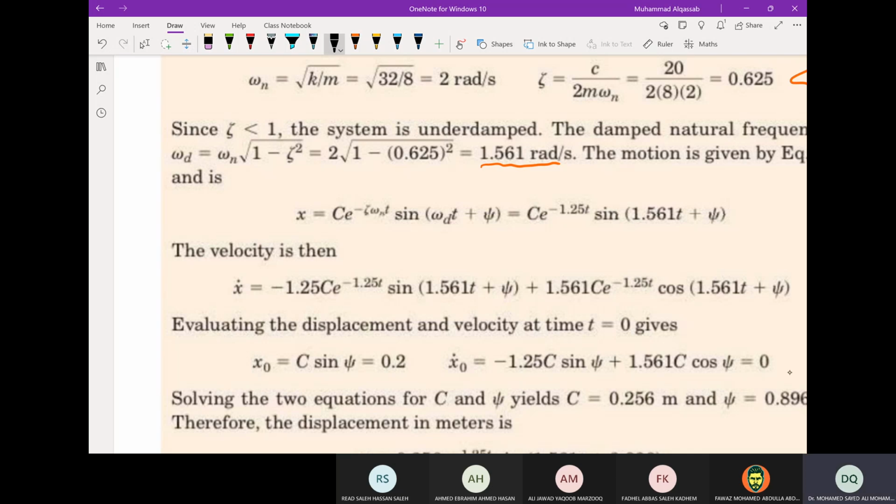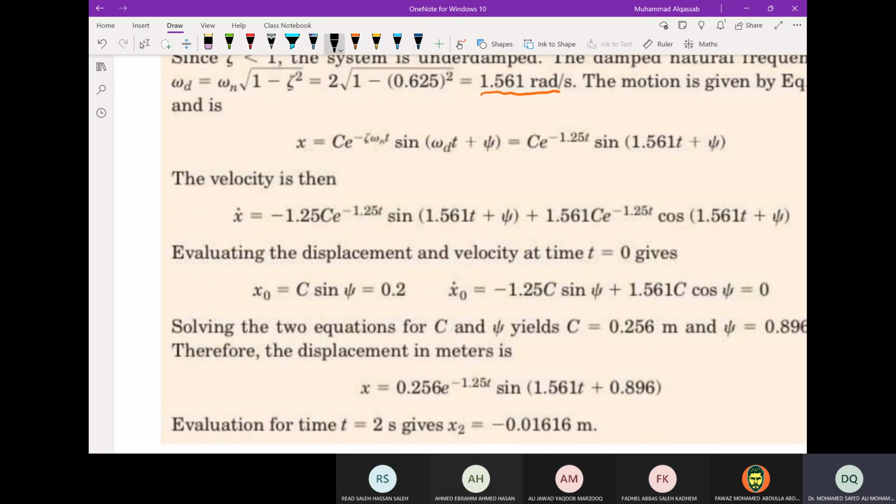Okay, he's putting the values for omega n, zeta, and omega d. So it is c times e to the power minus 1.25 t, sine of 1.561 t plus psi. The velocity is required because it's 0, so he's substituting the initial conditions.